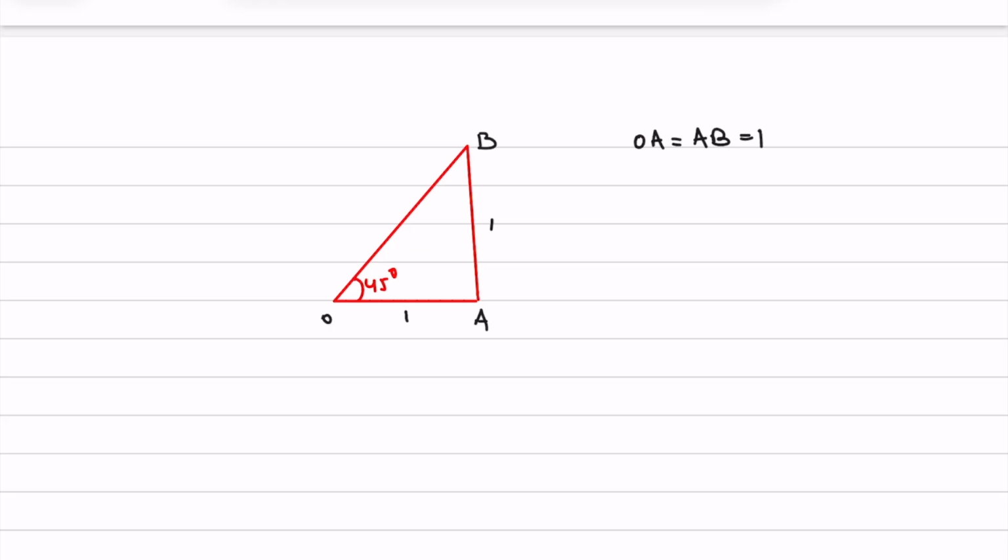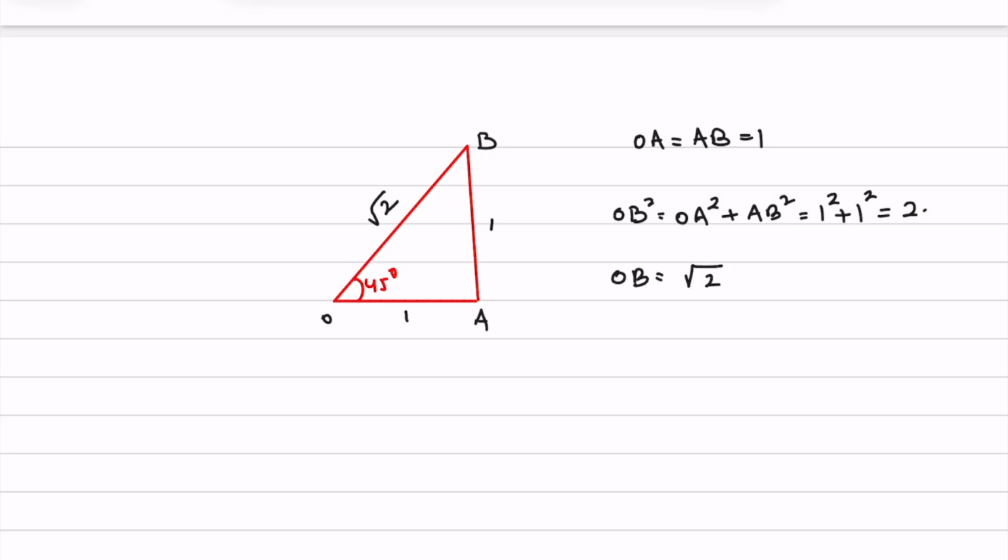Then from Pythagoras theorem, what is OB square? Hypotenuse square is equal to opposite side square plus adjacent side square, AB square plus OA square, that is 1 square plus 1 square, that is equal to 2. That means OB is equal to square root of 2, because OB is a length, it cannot be negative. OB is equal to square root of 2.